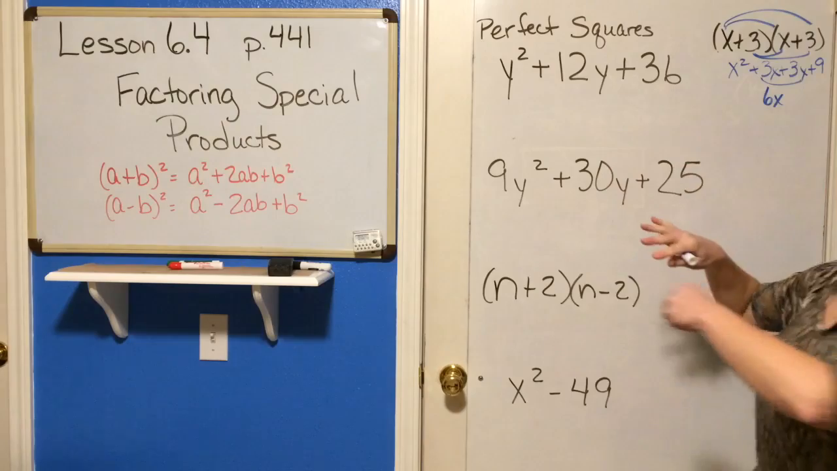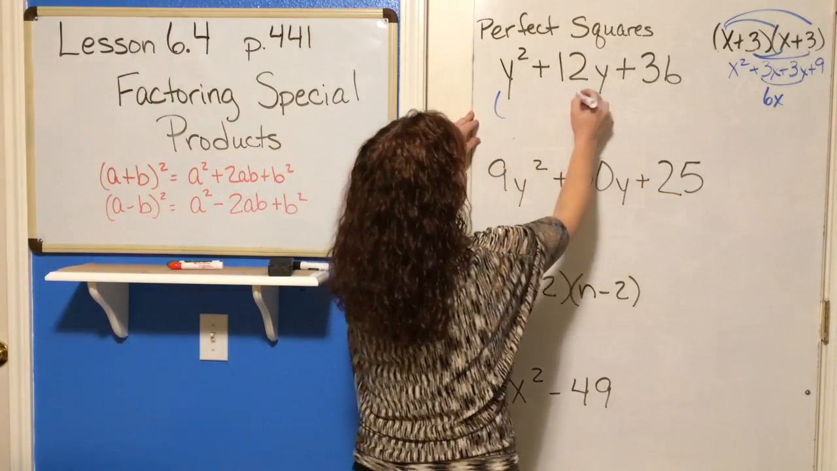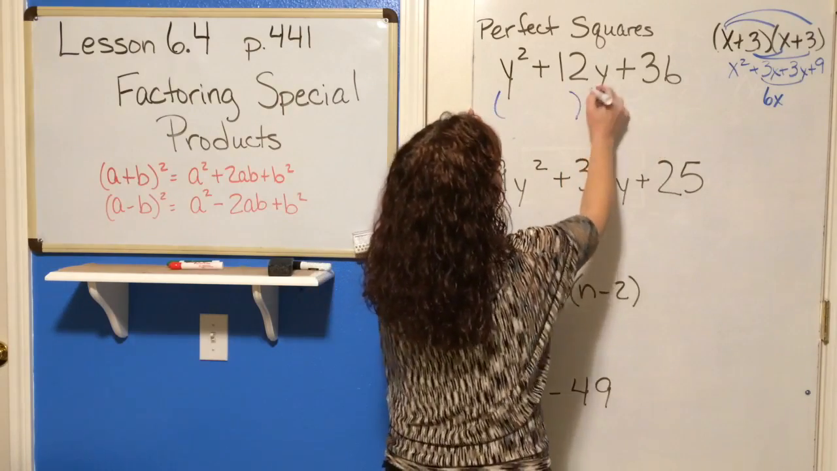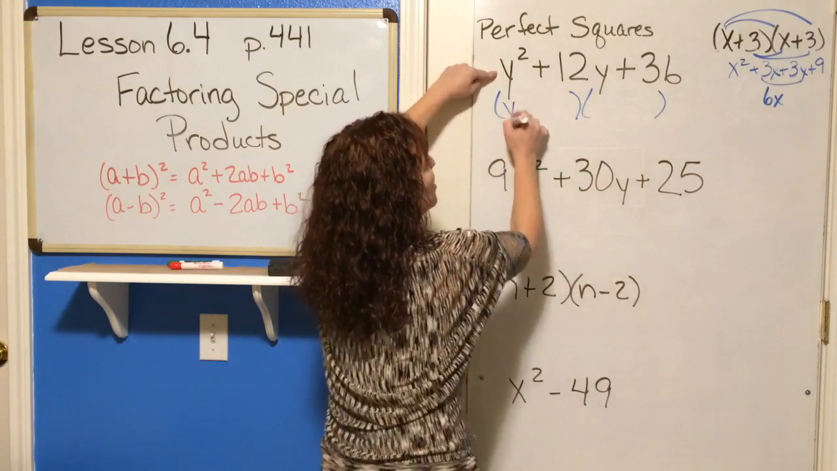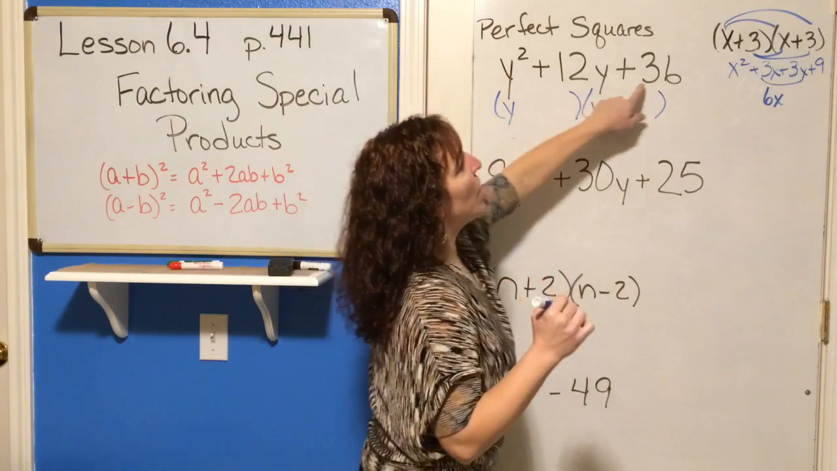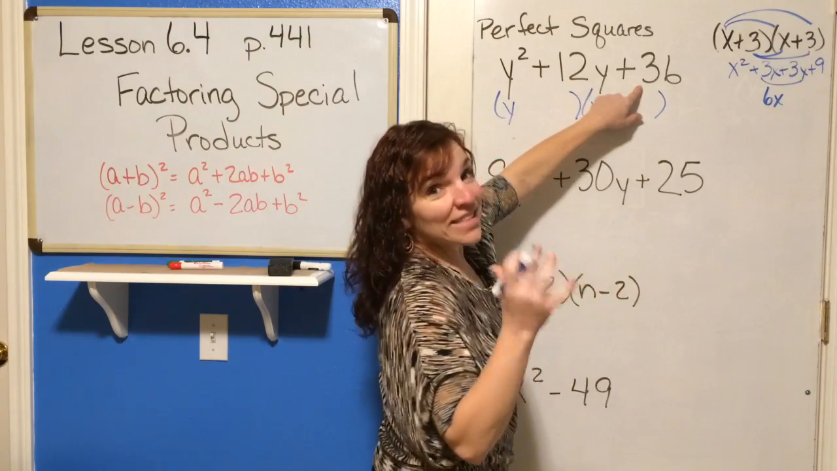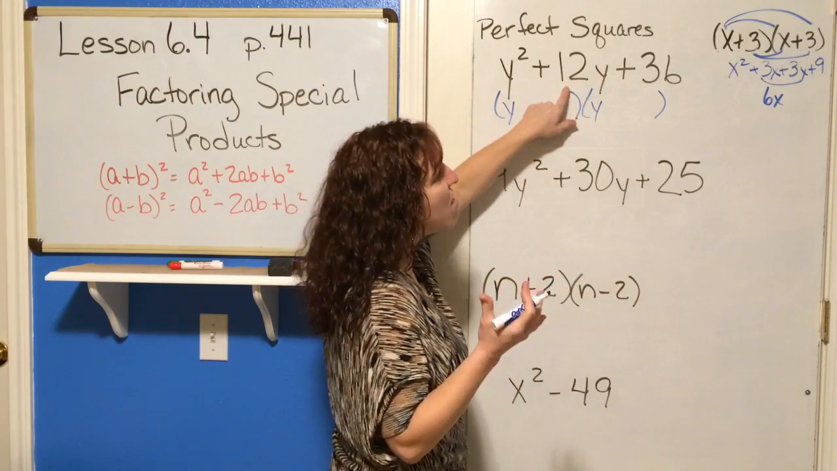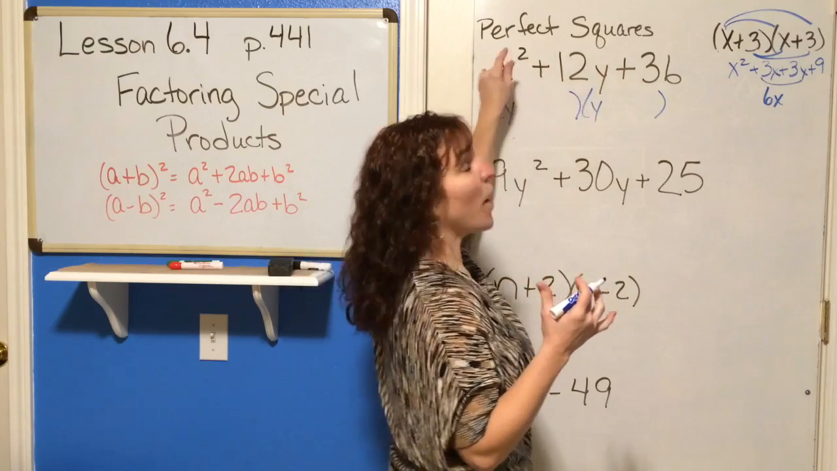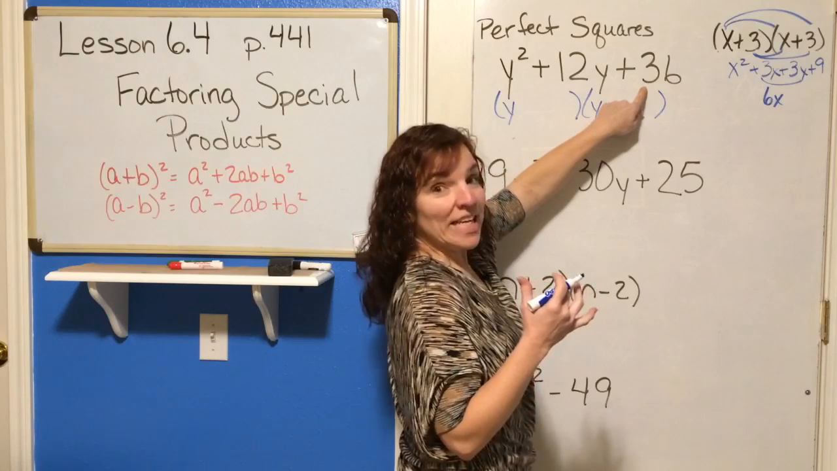So what happens when we look at these, and if you say, well, I don't recognize anything and I'm just going to FOIL it, what happens is, oh, this is a perfect square. That's just y times y. This is a perfect square, 6 times 6. But 6 plus 6 is 12. So that's how you can recognize, oh, if these are both perfect squares, y times y is y squared. 6 times 6 is 36.